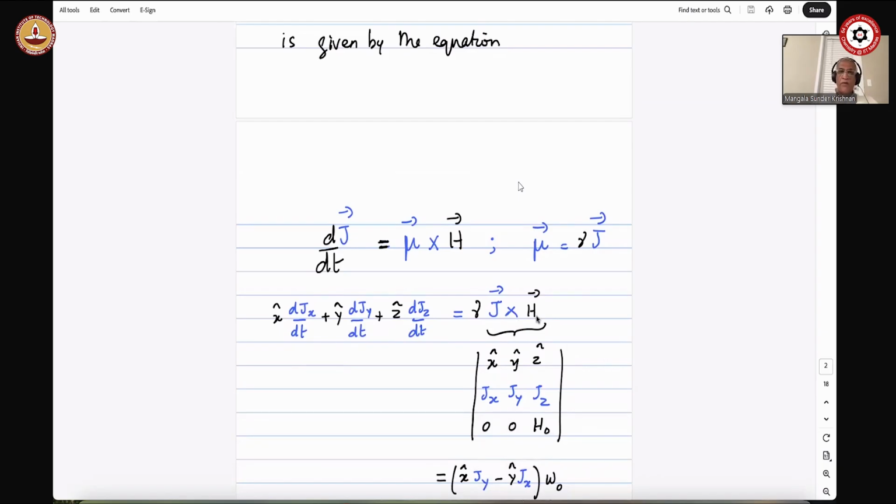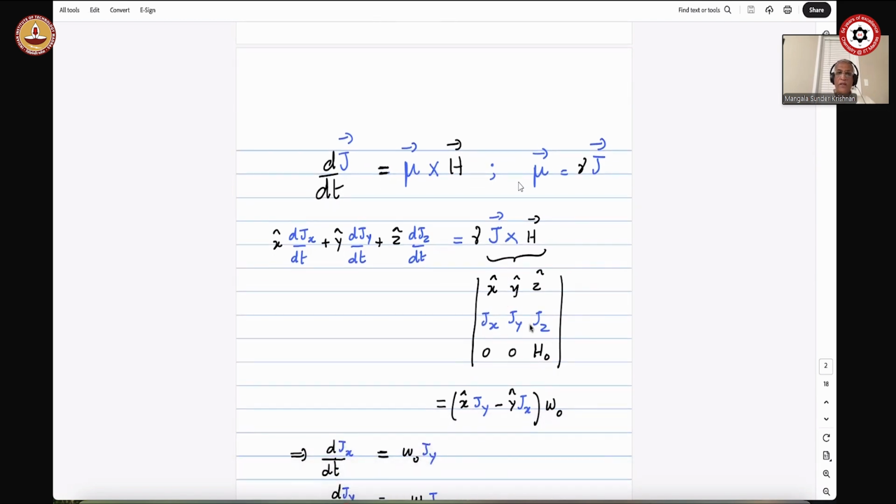The cross product of a vector, you remember, is usually written using a determinant. So J has components Jx, Jy, Jz. H has only one component, along the z-axis, H0. So it is 0, 0. So if you write the differential equation dJ by dt as gamma J cross H, you can take the cross product. X into Jy H0 minus Y into Jx H0 plus Z into 0, 0.